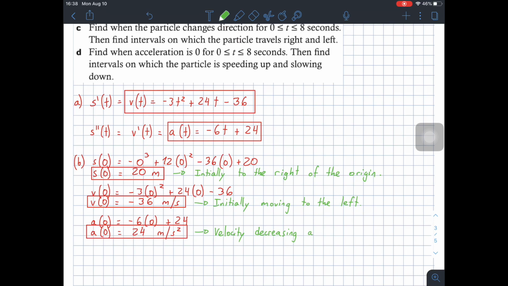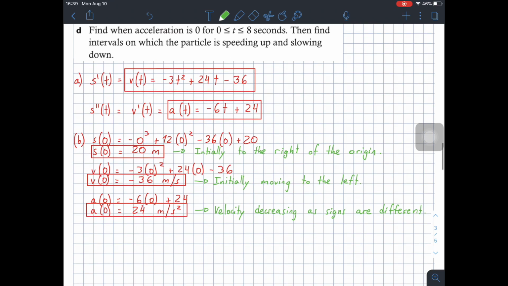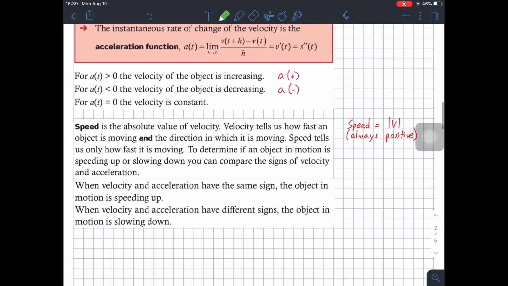Velocity is decreasing as the signs are different, and we're going to say that the object is trying to move to the right. It's like when we're in a car and we brake. Although we're moving forward, by braking we're decreasing the velocity, and the acceleration or deceleration is in the opposite direction. Before we continue with the problem, I forgot to read this theory up here.